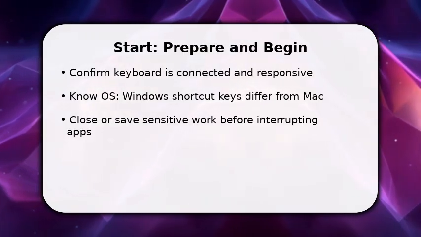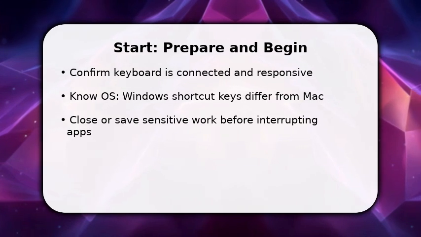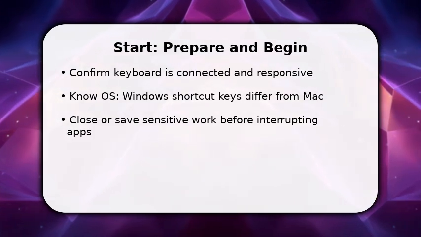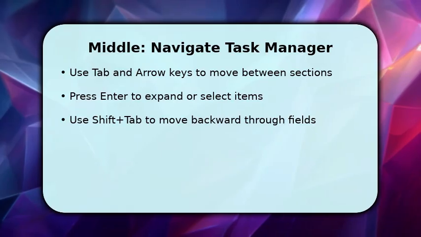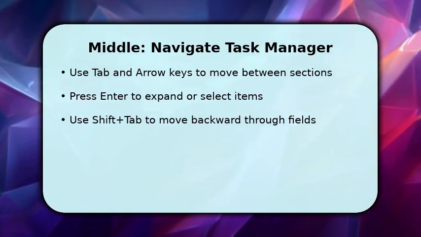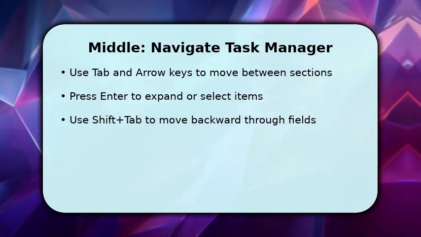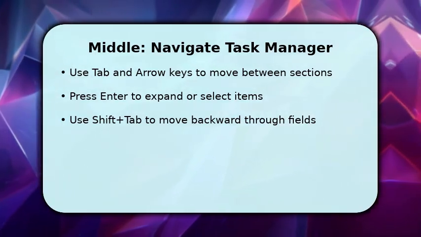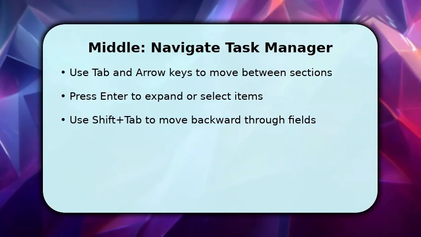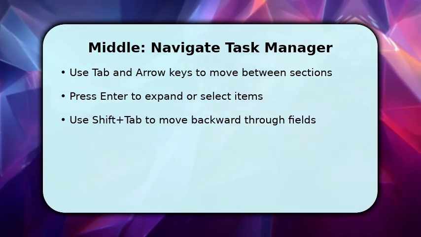Make sure to save documents first, because managing processes can close apps without prompts. Once Task Manager is open, you'll often land on the Processes tab. Use Tab to move UI focus, then arrow keys to highlight a specific process. This lets you inspect CPU, memory, disk, and network usage without touching the mouse.